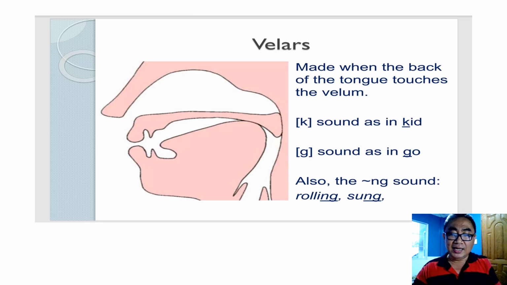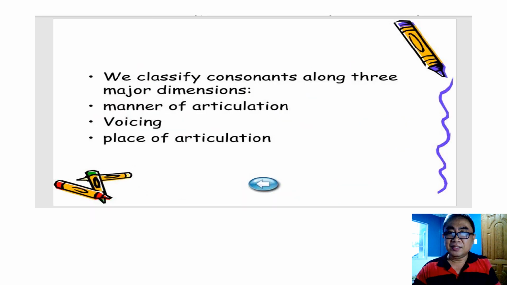So we will go to the classification of consonants. Now, we classify consonants along three major dimensions: the manner of articulation, the voicing, and the place of articulation. Consonants are usually classified according to place of articulation, the location of the stricture made in the vocal tract, such as dental, bilabial, or velar, and the manner of articulation, how the obstruction of the airflow is accomplished, as in stops, fricatives, approximants, trills, and laterals.